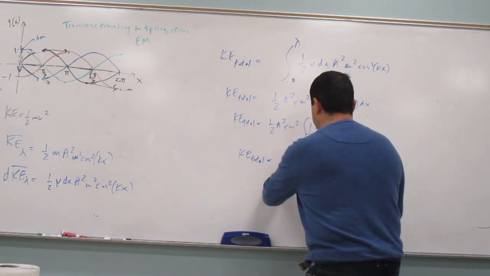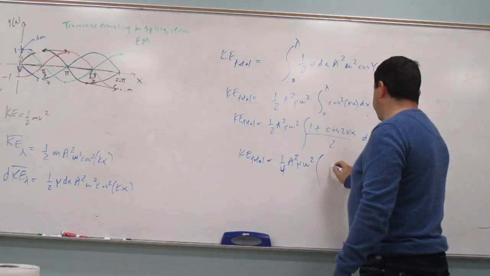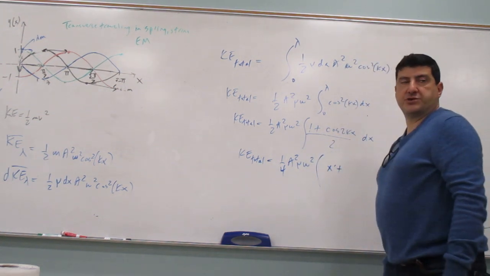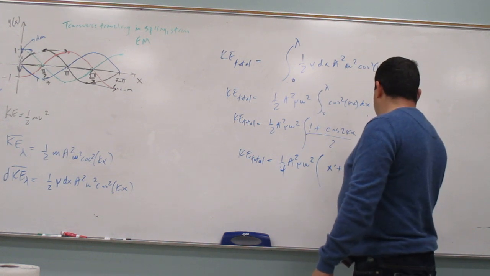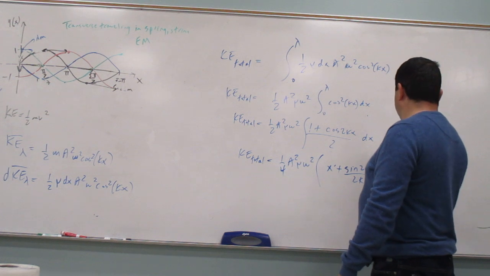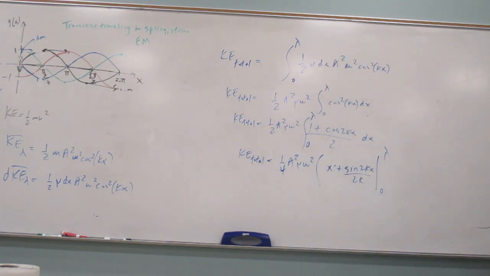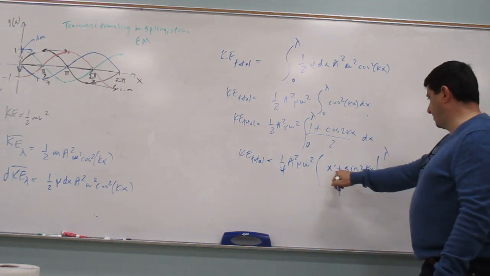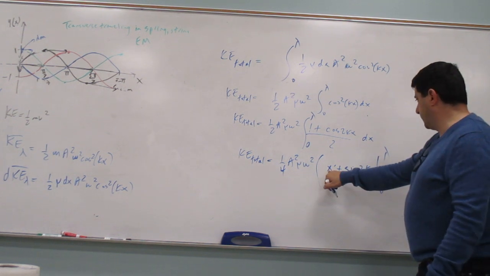The 2 comes out, makes it a quarter. The integral of 1 is x, and then the integral of cosine is sine 2kx over 2k. Now you go from 0 to 1 wavelength. Okay, now I believe when you put 0, this is going to give you 0. When you put the wavelength here, you're going to get lambda.